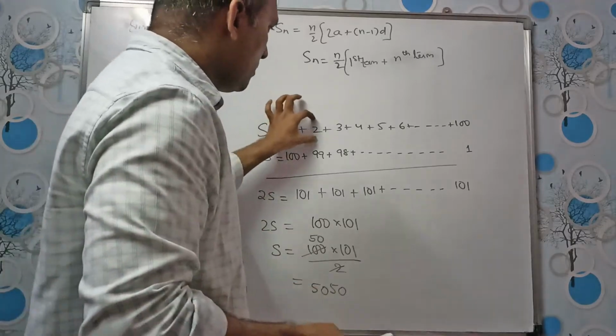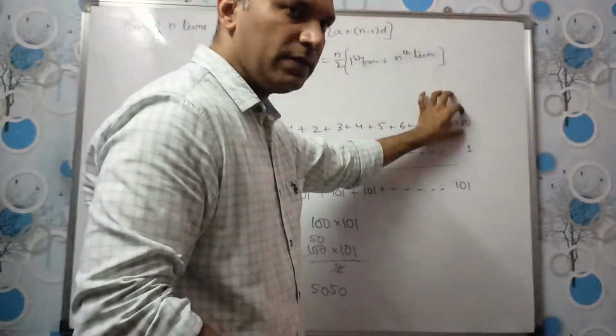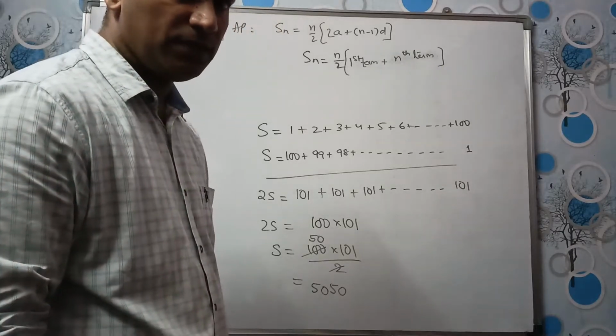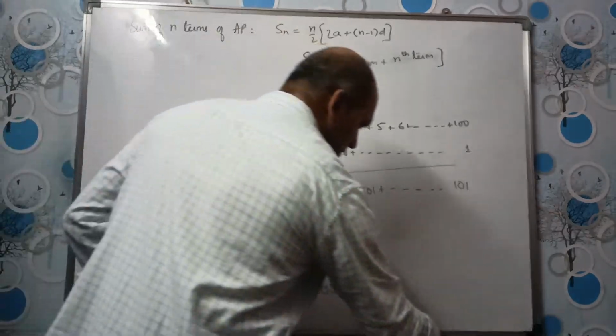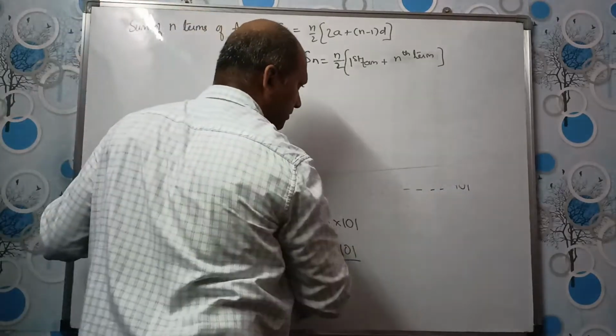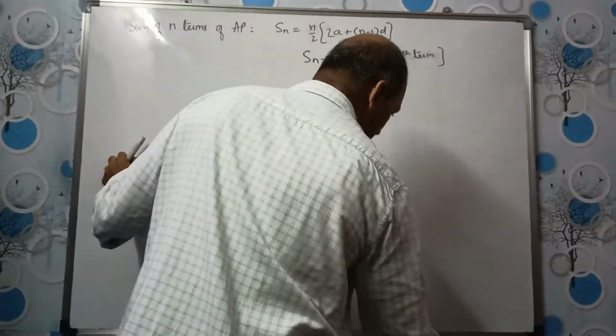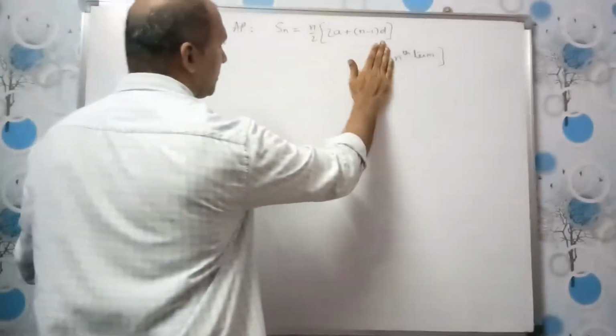So the sum of all the natural numbers up to 100 is equal to 5050. We will apply the same concept in finding the sum of n terms of an AP. So what is the general form of an AP? A, A plus D, A plus 2D, A plus 3D, and so on. The nth term will be A plus n minus 1 into D, right? So let us take this sum as S.